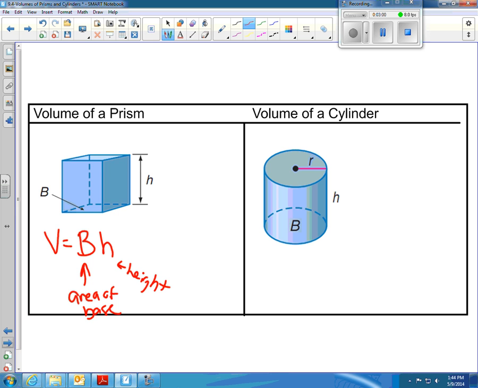Then, if we talk about volume of a cylinder, again, it's going to be base times height. But because we are more specific, our base area is always going to be pi r squared. If it's a cylinder, it's always pi r squared. So our volume here is going to be pi r squared times height.